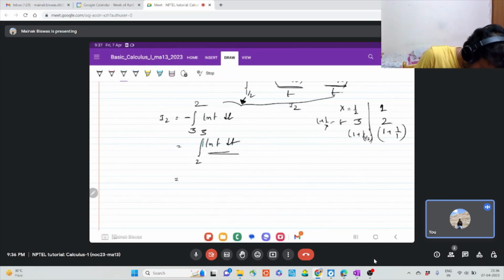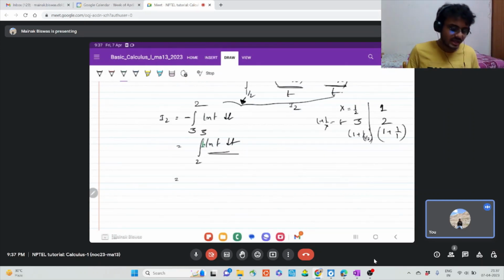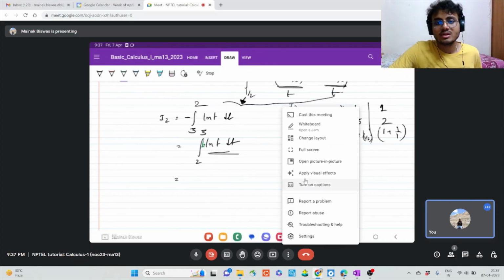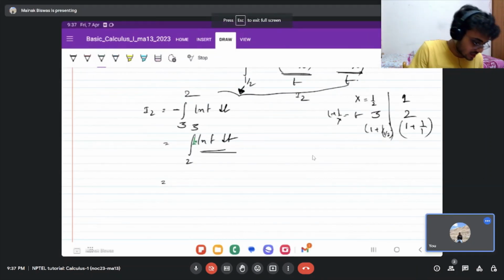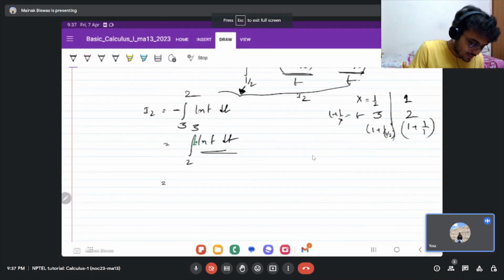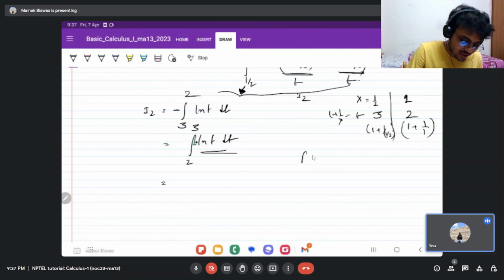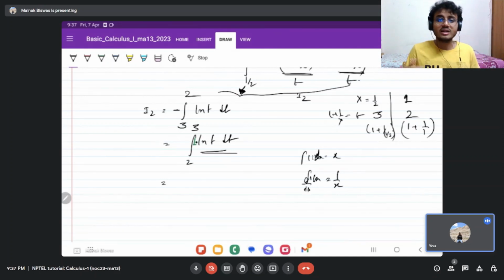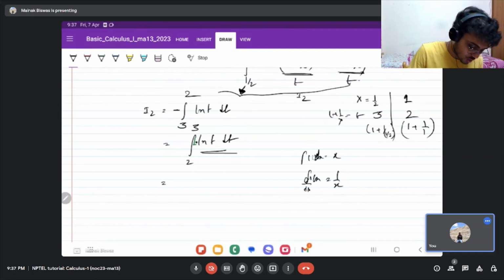So how do you do that? You multiply by 1, comma dt. This is a very general and very well known trick in mathematics and in calculus, that you multiply 1 with it. Why? Because the integral of 1 is equal to x, and the derivative of log x is 1 by x. So you will in turn end up removing terms.